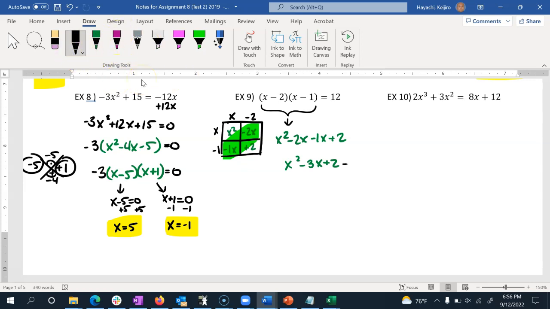Okay, but this equals 12 on the right-hand side. So subtract 12 from both sides to finally get it equal to 0. And that 2 and that minus 12 are going to combine to make a minus 10. And it's going to equal 0 on the right-hand side now. Now that's a quadratic that is equal to 0.